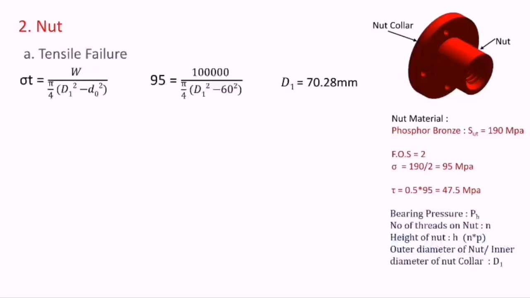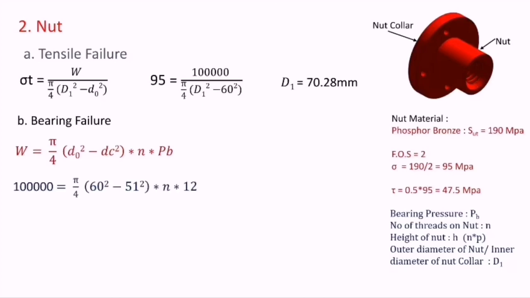The threads of the nut are subjected to compression as well as torsion. This kind of failure is known as bearing failure. Hence I can write W is equal to pi by 4 (d0 square minus dc square). This is area of one ring or one turn, multiplied by n if there are n number of turns, multiplied by Pb, where Pb is the bearing pressure on the threads. On substituting the values, I will get 100 into 10 raised to 3 is equal to pi by 4 (d0, we got as 60, dc we got as 51), multiplied by n multiplied by 12.